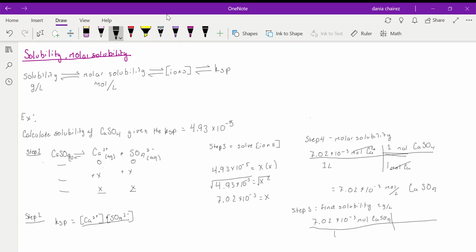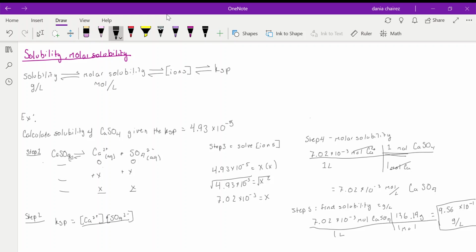And this is over 1 liter. So then 1 mole is equal to about 136.14 grams. So we end up with 9.56 times 10 to the negative 1 grams per liter. And that is our solubility of calcium sulfate.